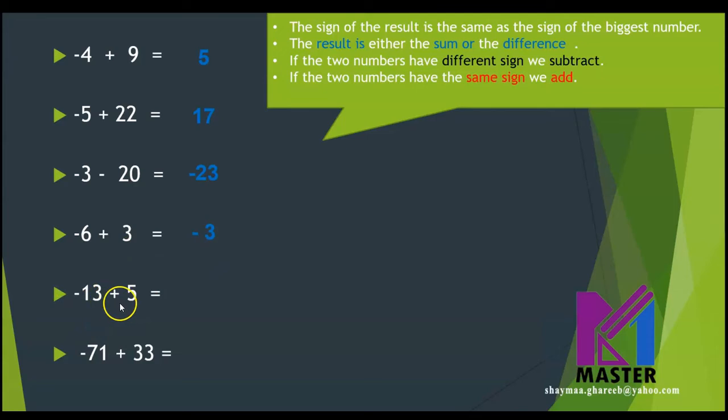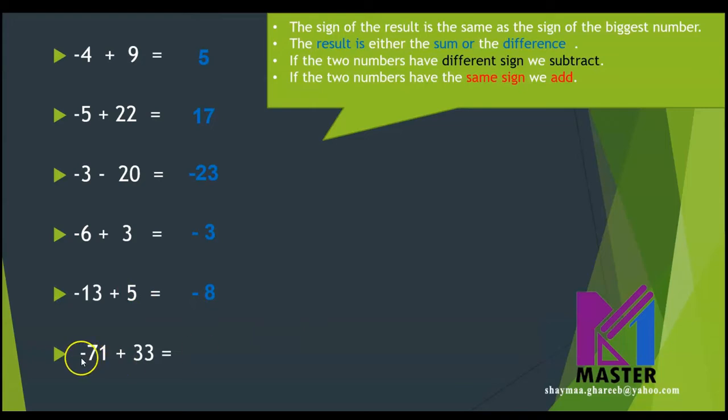Is this clear? One more example, negative 13 plus 5. We are going to do exactly the same. Two different signs, negative 13 and positive 5. So I'm going to, yes, subtract. So 13 minus 5 equals 8. So will this 8 be negative or positive? It will be according to the biggest number, which is negative 13, a negative number. Then it will be, yes, negative 8.